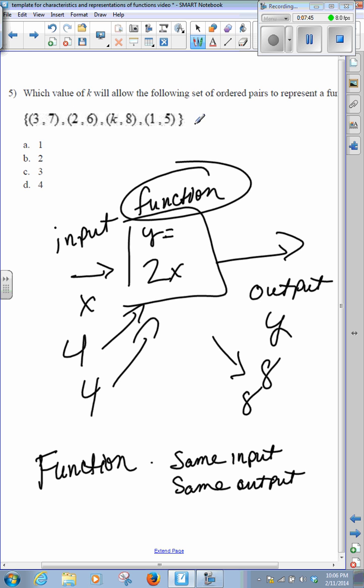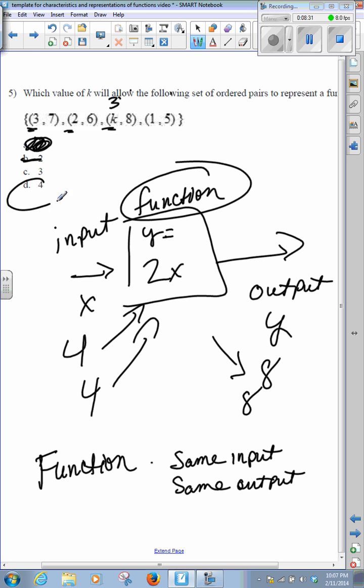So let's look at all of my possible answers. For A, for example, if I put a 1 in for K, I'm going to have 2 of the same input, because they're both going to be 1s. Remember, the input is the x value, but then they're going to have a different output to go with them. That won't work. Same thing would happen if I put a 2 in for K, because I would have 2 2s for my input, but then they would also have different outputs. One is a 6, one is an 8. So that one can't be it. I would have the same thing happening if I had a 3 in for K.